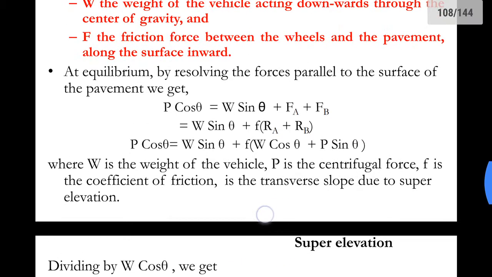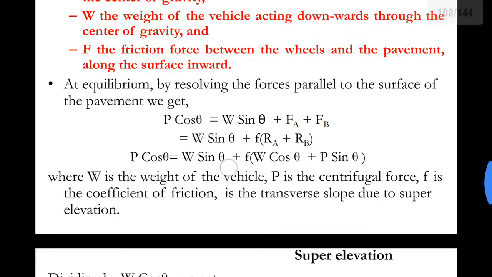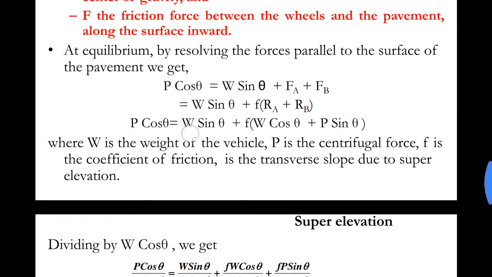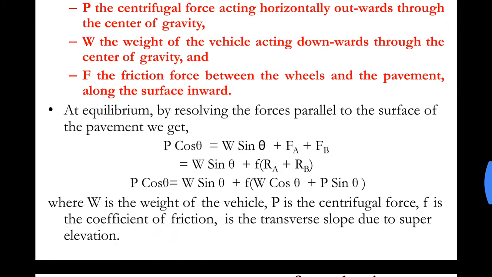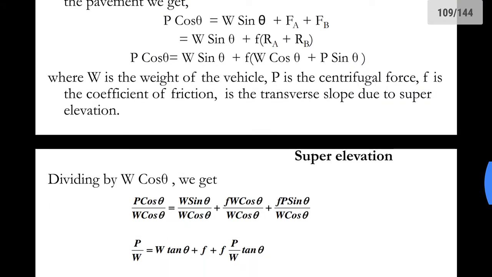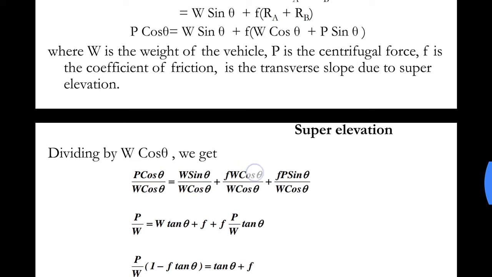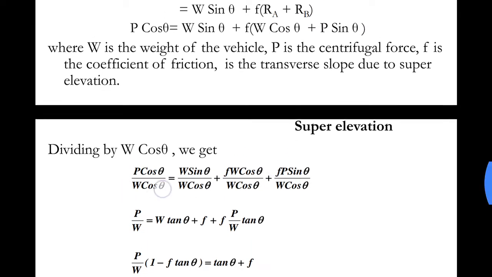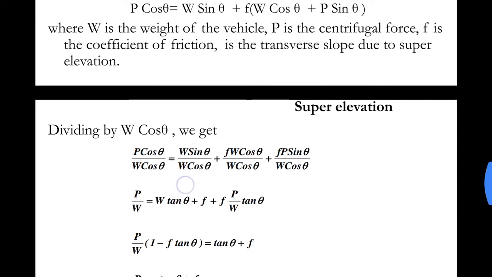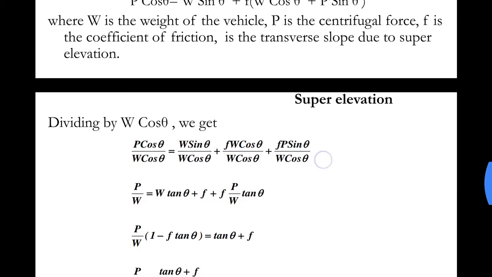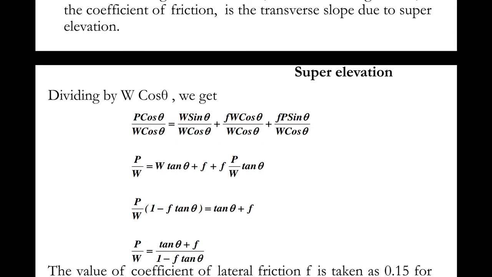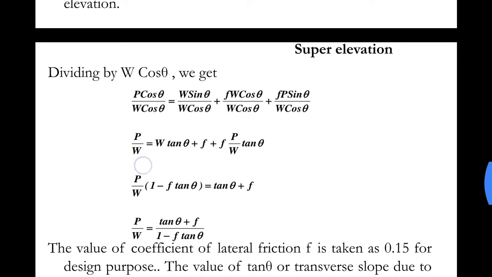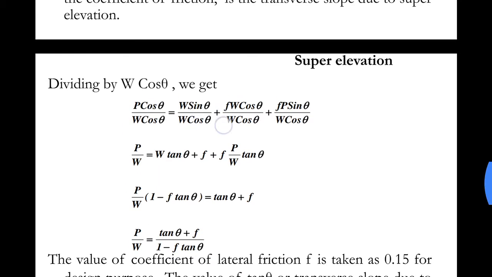Now what we are trying to do is obtain the centrifugal ratio from this formula. As we already know, centrifugal ratio is nothing but P by W. Hence in order to obtain P by W, we divide the whole equation by W cos theta. So P sin theta divided by W cos theta, and similarly all the other terms are divided by W cos theta. Here cos theta and cos theta will get cancelled, hence P by W. Sin theta by cos theta is equal to tan theta.